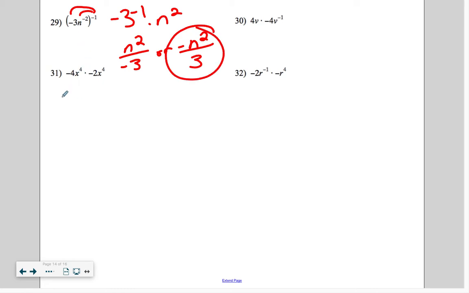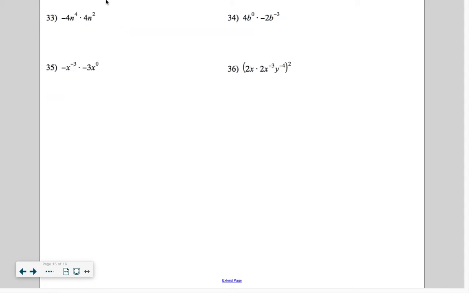Alright, let's try this. So for these, I see some people have more success if we rearrange number 31. So I'm going to pull the coefficients out. Negative 4 times negative 2 times the first x to the fourth times the other x to the fourth. Negative 4 times negative 2 is positive 8. And then we add the exponents here. Bam. Try that again. Maybe without rewriting it, we have negative 4 times positive 4. That's negative 16 times n to the 6th power.